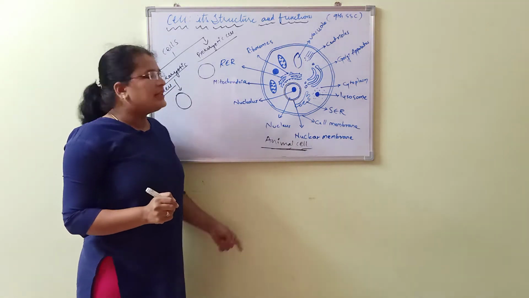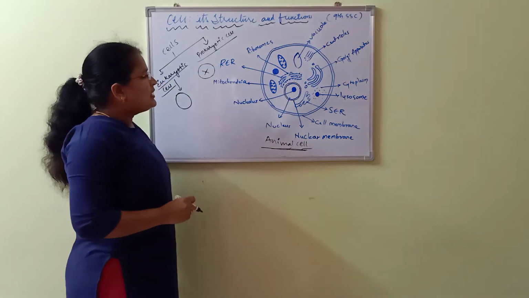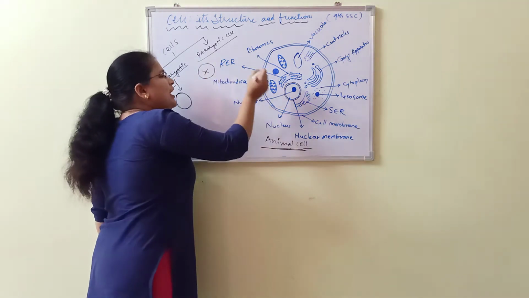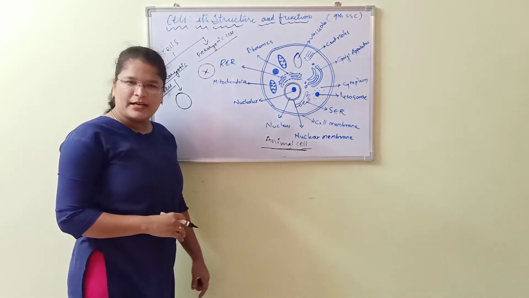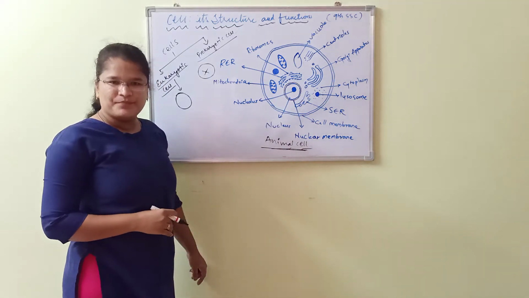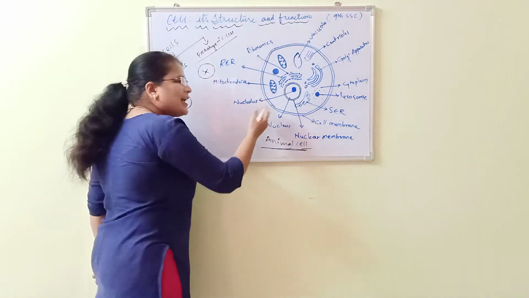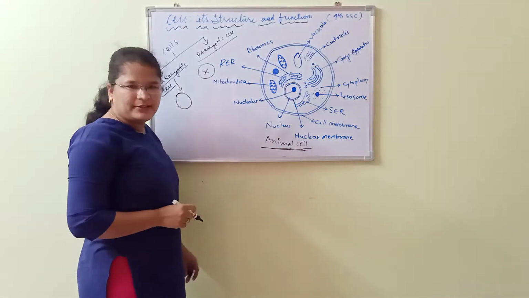That is absent. As it is absent, the genetic information, which is in the form of DNA, freely floats in the cytoplasm without having the nuclear boundary or nuclear membrane. And a few of the organelles which we are seeing here are absent in the prokaryotic cell.